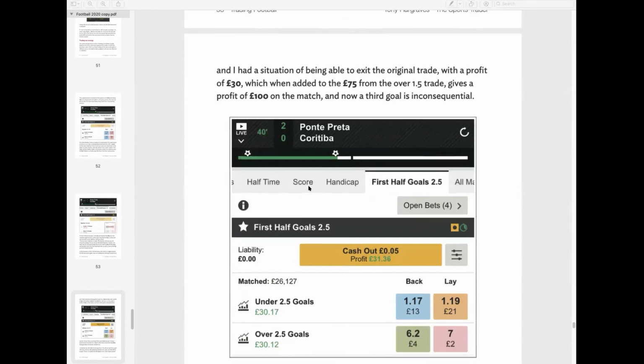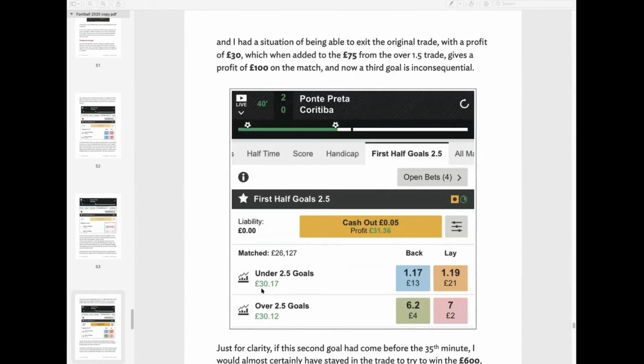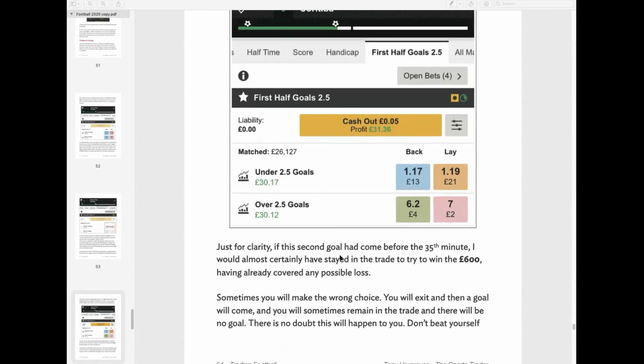And now if the third goal comes or not, it doesn't matter. So I've locked out that first trade for a profit of 30. I've already won 75 on the over 1.5. So we're away.